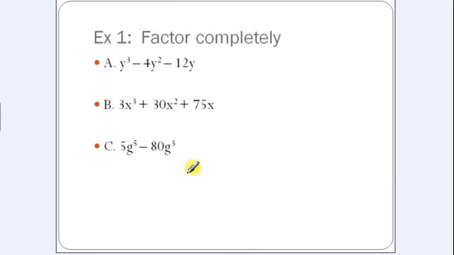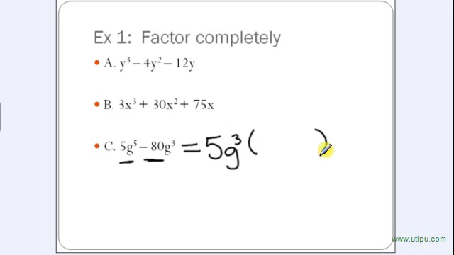Looking at our next example, what would you factor out? Well, I see 5 goes into 5 and 80, so I can factor out a 5. And I see that g cubed would go into g to the 5th power and into g cubed. So I can factor out the greatest monomial factor of 5g to the 3rd power. Then I'd be left with, in parentheses, g squared minus, 80 divided by 5 would be 16. And I don't have any g's there because I factored them all out.